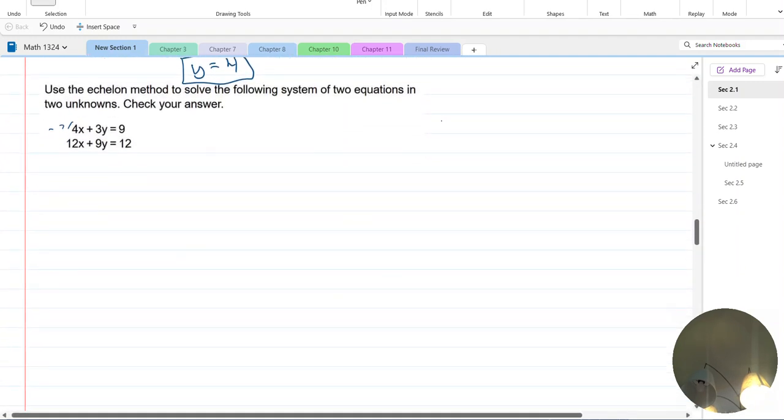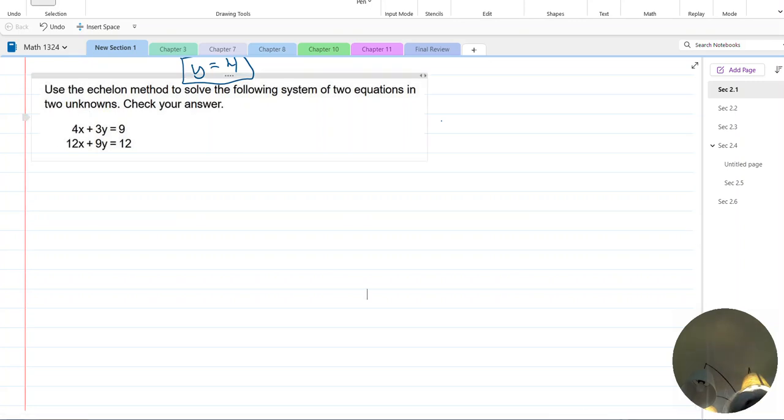We're going now to this one, and we're going to check our answers. So in this case, I'm going to multiply to get rid of the x's. I'm going to multiply by a negative 3. When I do that, I'm going to have a negative 12x, a negative 9y, and a negative 27.